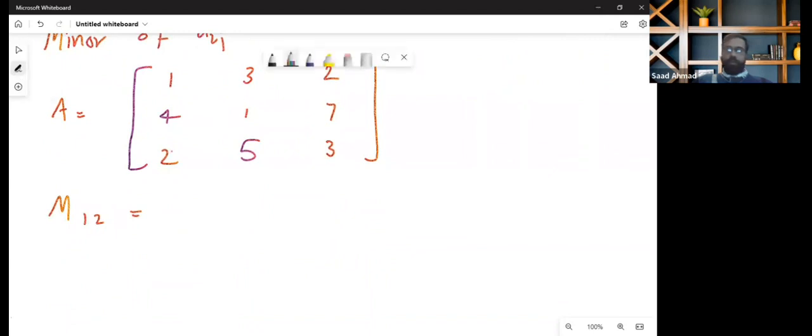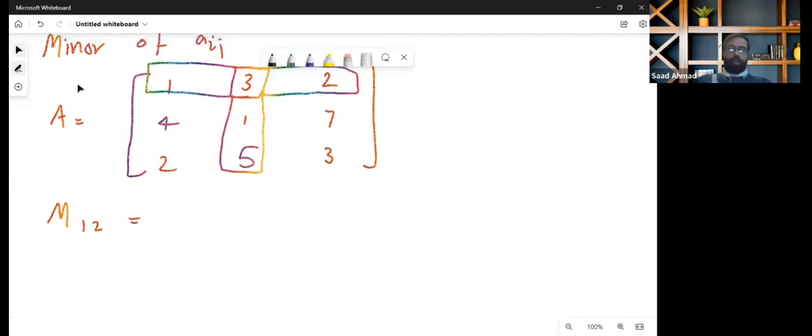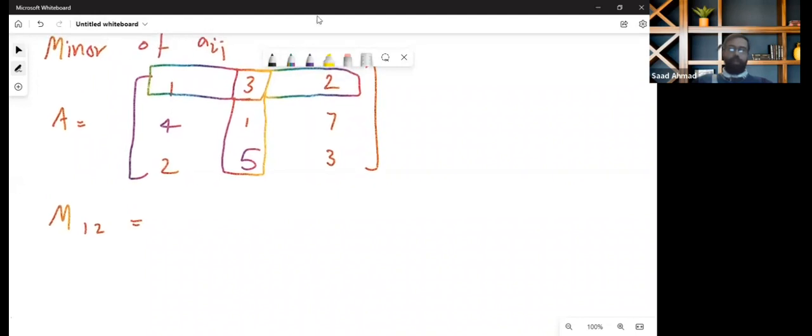So what you do is go to this entry. Where is this entry? First row, second column. This is it. So you ignore this column and you ignore this row. You ignore the column and you ignore the row, and the remaining, you just write the remaining. So what's left over here?